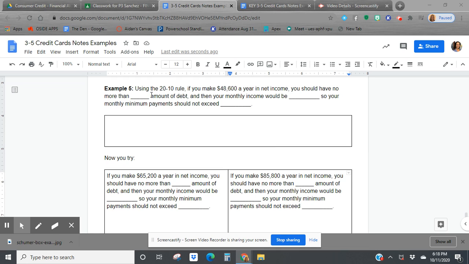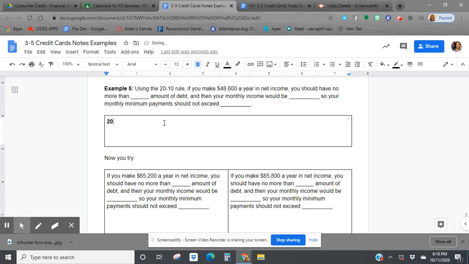All right, our last example is using this 20-10 rule. Again, this is just sort of a conservative rule of how much debt you should ever let yourself get into. If you make $48,000 a year in your net income, you should have no more than blank amount of debt, and then your monthly income would be this much, so your monthly minimum payment should not exceed this.